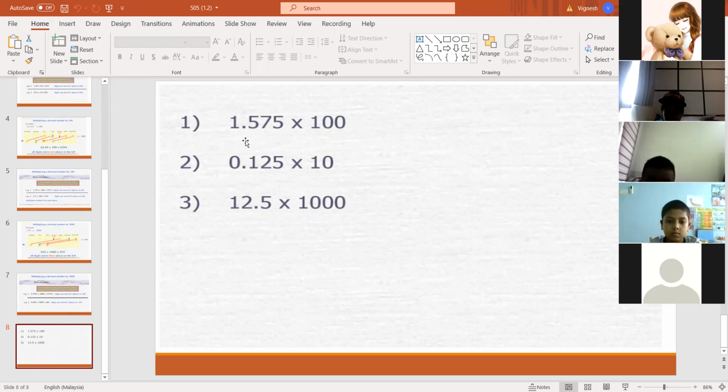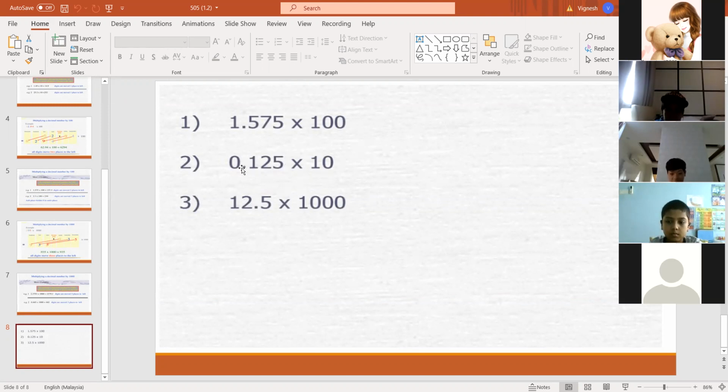1.575. If you are multiplying by 100, how many decimal places do we need to move? Faster. I have one more slide for the divide by 10. 2, very good. You are moving 2 decimal places to your right. So what is the answer? 157.5. Very good.